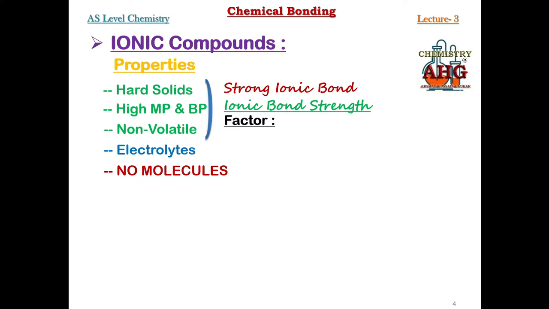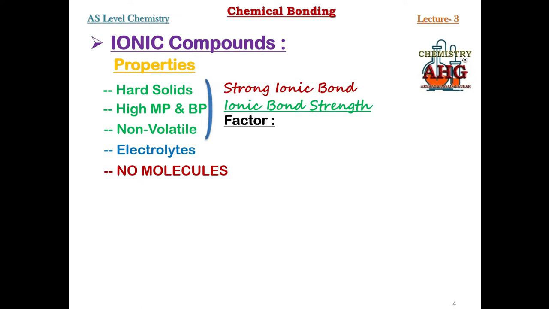By keeping this factor in your mind, you can guess easily. If you have been given two or more ionic compounds, and you apply this factor, you can easily predict which ionic compound would have the strong ionic bond. Let me first give you the explanation for this factor, then we will discuss two questions to apply this information.